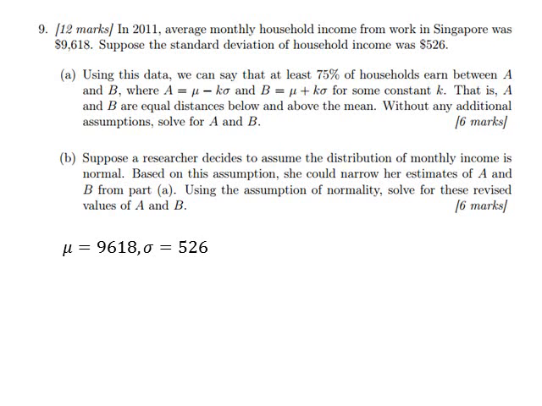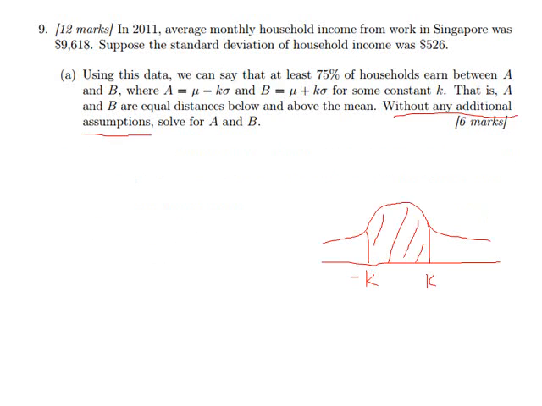So let's take a look at part A in more detail. Part A tells us that 75% of households earn between A and B, where A is the mean minus K times the standard deviation, and B is the mean plus a constant times the standard deviation. So we want to find the value of K. Here we are told that there's no additional assumptions, so this is very important for this question.